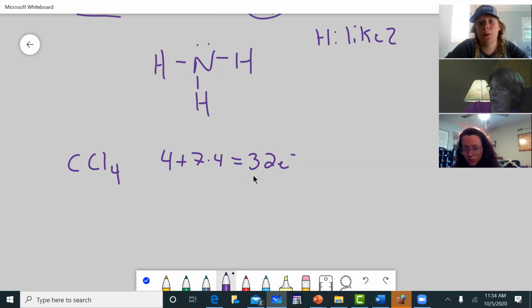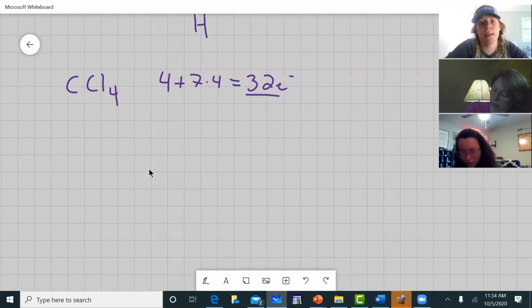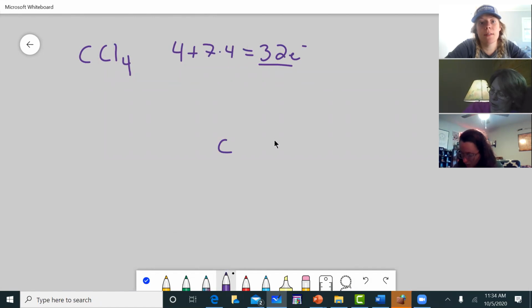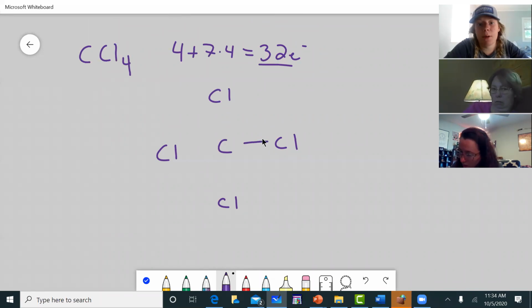That's how many need to be on the board. When looking at this structure, carbon always goes in the center, and the only way I can make something symmetrical is if I put carbon in the center. So carbon in the center, and then I'm going to put my chlorines around it. We need to stick them together because they are bonded. So I'm going to put a bond, bond, bond, and bond.